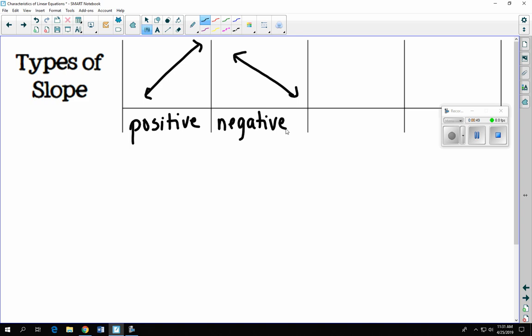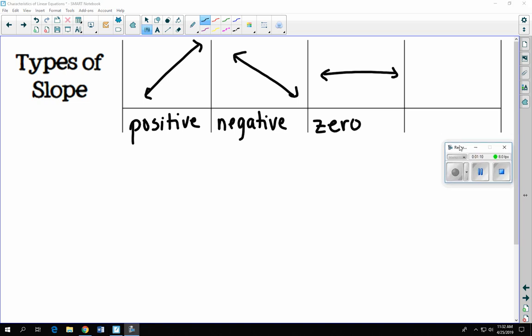Then we dive into the 2 slopes that do become a little tricky. If I have a horizontal line, this tells me that I am only running on my graph, but I'm never rising. Therefore, I am going to have a 0 slope. And last but not least is a line that goes straight up and down. This is where I'm only rising and never running. This is where I'm going to have an undefined slope.